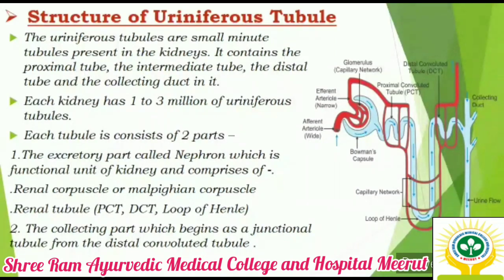Structure of uriniferous tubule. The uriniferous tubules are small minute tubules present in the kidneys. They contain the proximal tubule, the intermediate tubule, the distal tubule, and the collecting duct. Each kidney has 1 to 3 million uriniferous tubules. Each tubule consists of two parts: the excretory part called nephron, which is the functional unit of the kidney and comprises the renal corpuscle or Malpighian corpuscle, and the renal tubule, that is proximal convoluted tubule, distal convoluted tubule, and loop of Henle. The collecting part begins as a junctional tubule from the distal convoluted tubule.